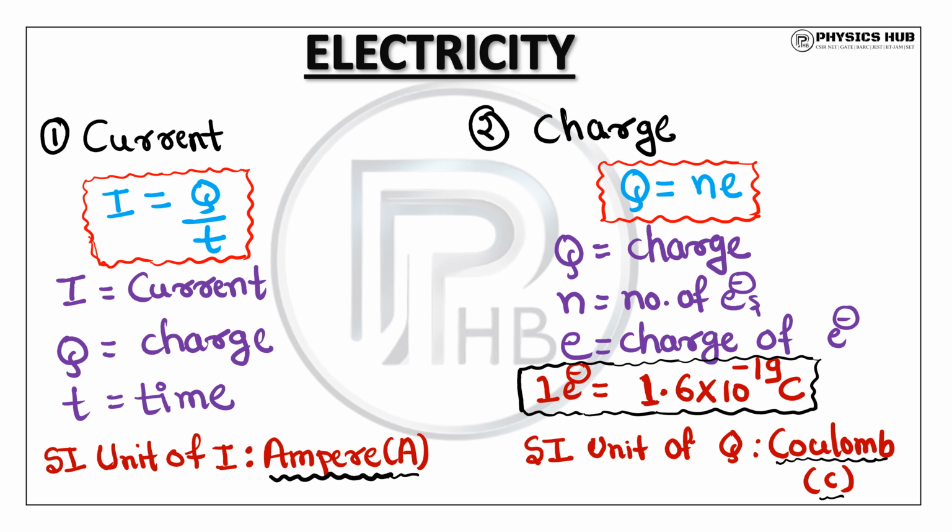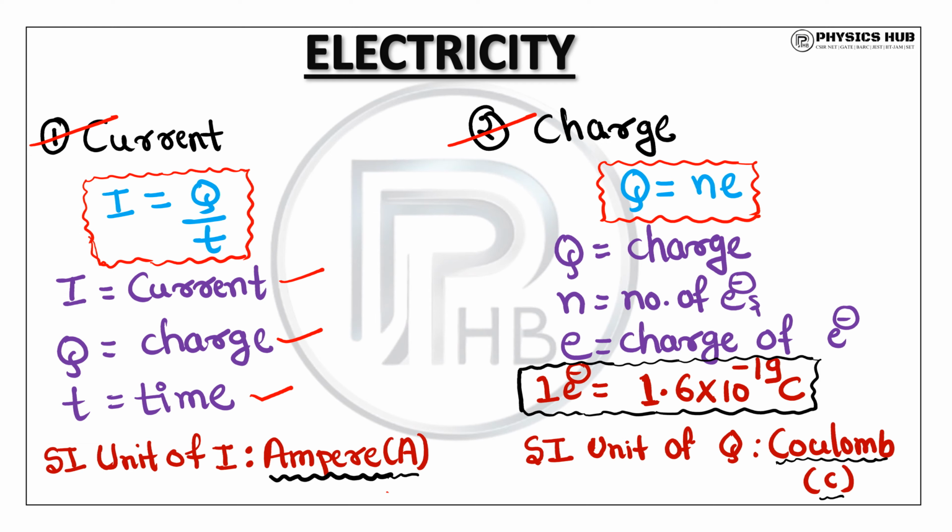Let us start with electricity chapter formulas. First one, current. What is current? Current is the flow of electric charge, or the rate of charge passing per unit time. So here I is equal to Q by T, where I is the current, Q is the charge and T is the time. The SI unit of current is ampere and it is denoted by A.